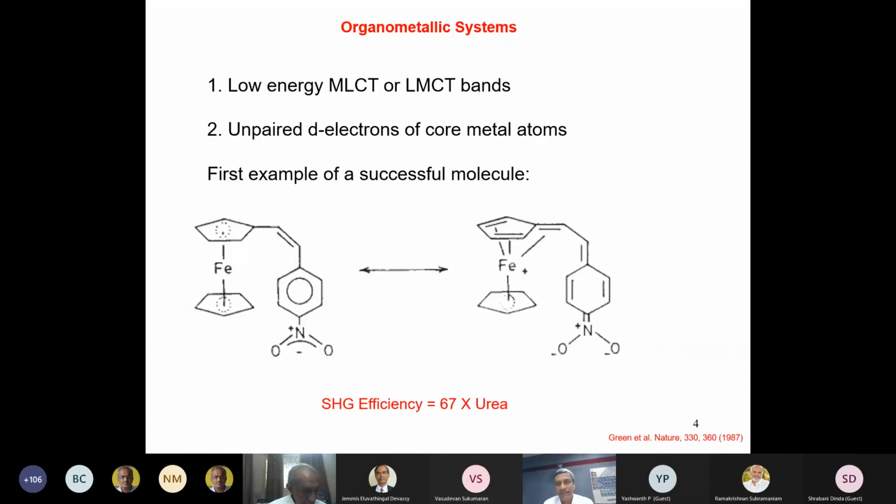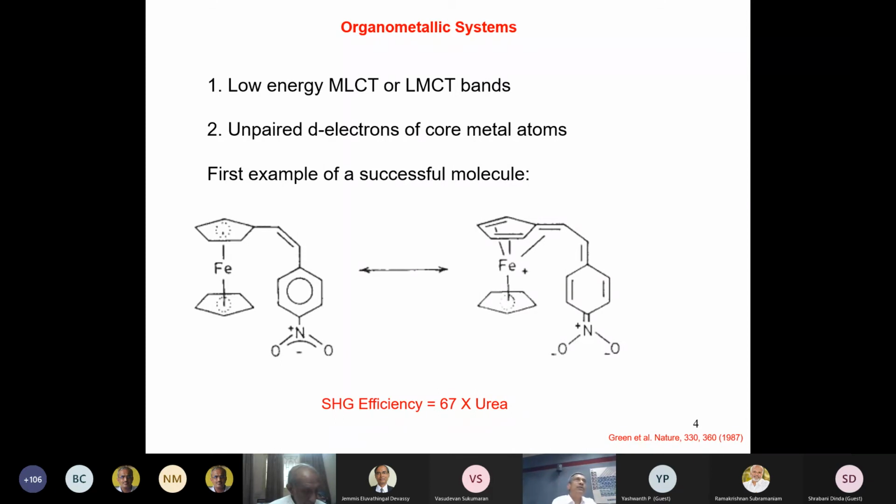At that time, there was this paper where Seth Marder and Green made this molecule. You can see it is a simple molecule which has a nitroaromatic ring on one side and the ferrocene on the other. The ferrocene was the donor, and the organic ring was the acceptor. In this donor acceptor molecule, they found that in powder form it has a very high second harmonic efficiency, 67 times that of urea.